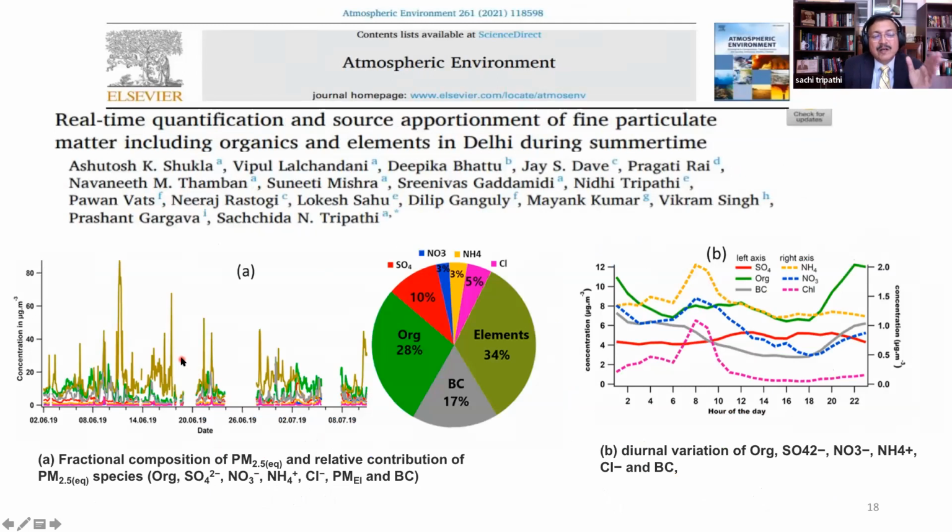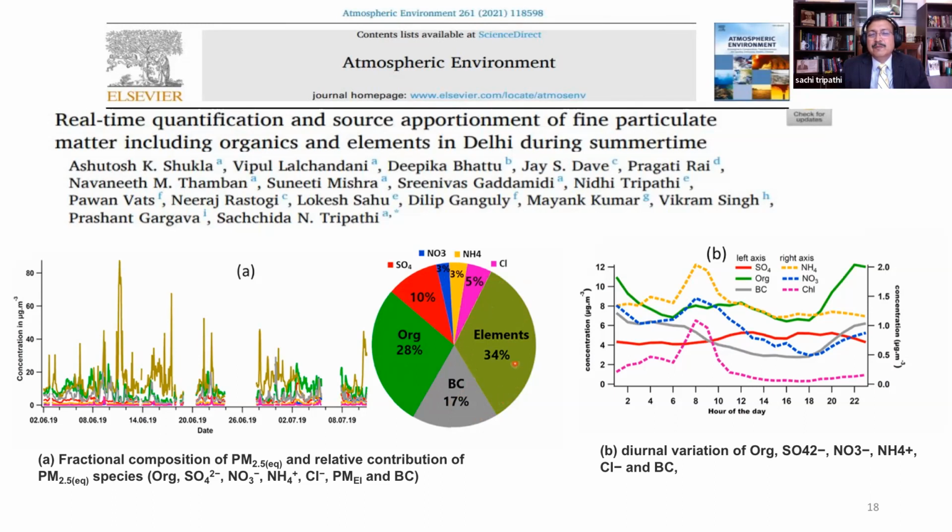A similar work then we conducted over Delhi for summer. What you see is the total information for PM2.5 sampled over summer using 3 sets of instruments: a mass spectrometer, a real-time metal monitor, and an aethalometer. Because of summer, you see the contribution from elements is very high.